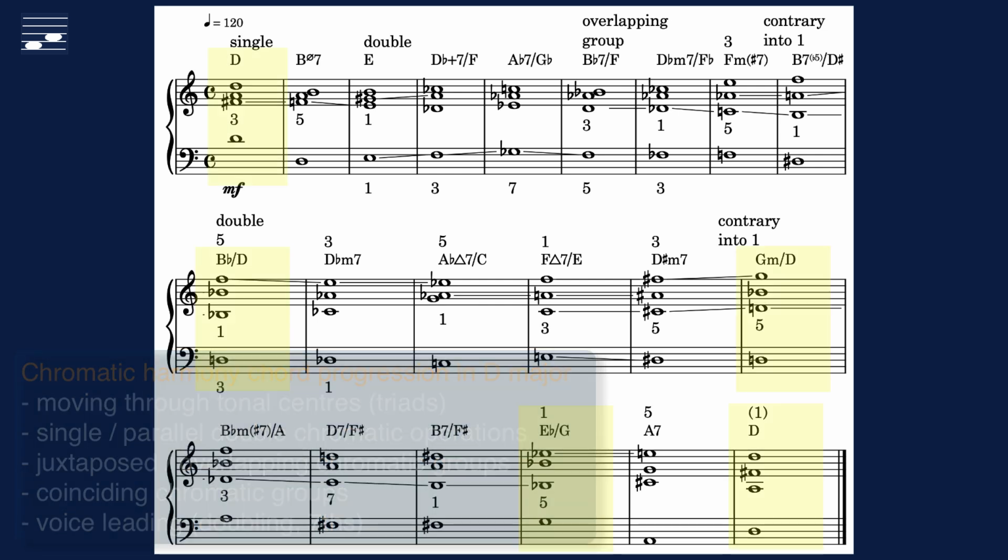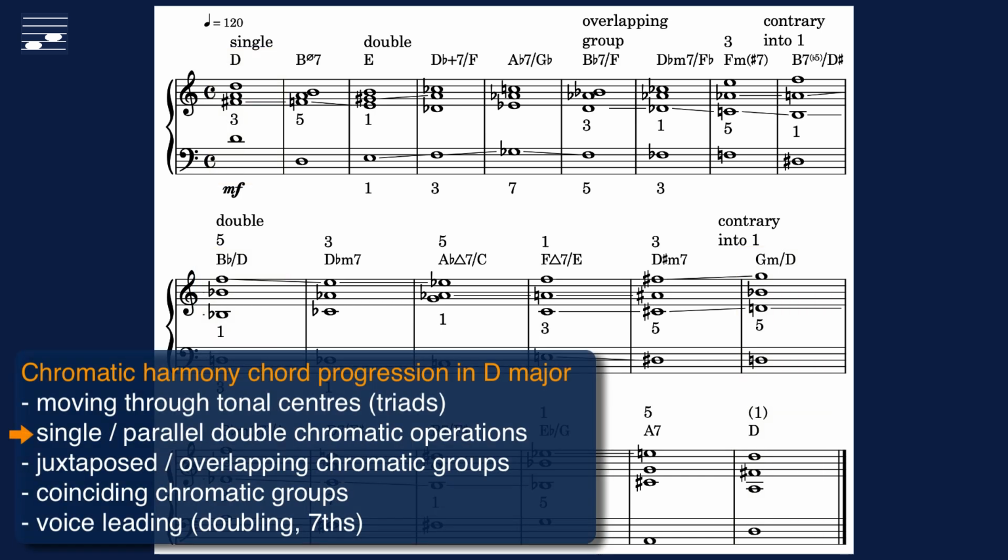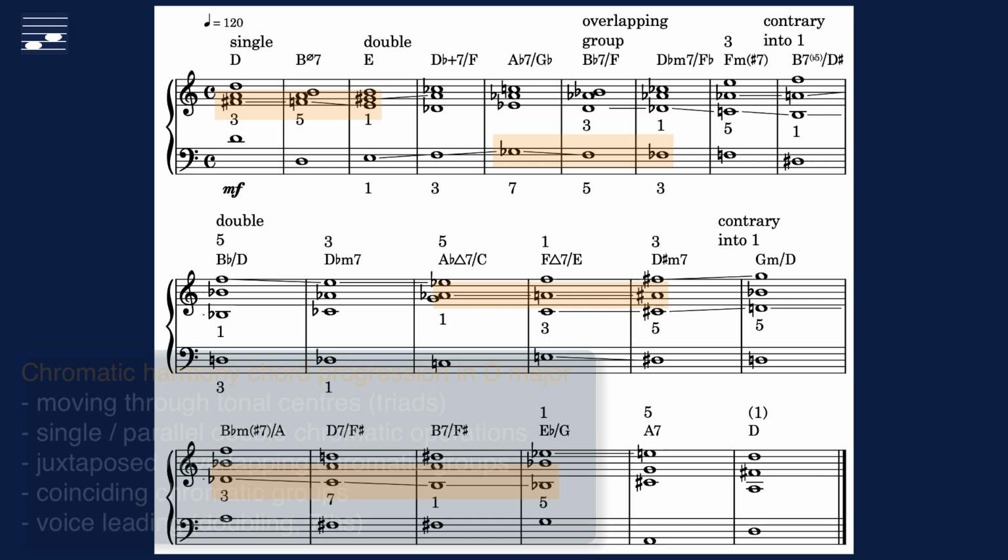Inspect the stable triad structures and note how this progression moves through various tonal centers, from tonic major D to lowered sub-median B flat, minor subdominant degree G minor, Neapolitan lowered 2nd degree E flat before returning to D major. It contains various chromatic operation types: single and double operations, overlapping and contrary motion coincident chromatic groups.